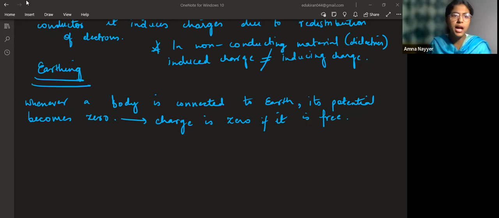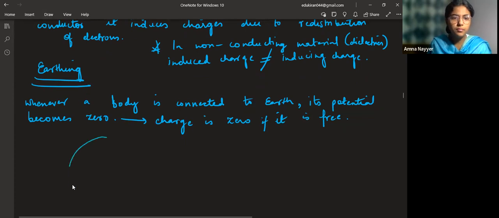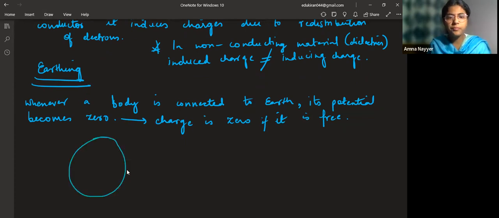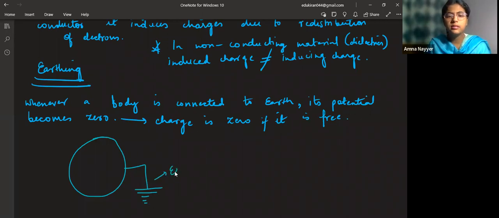For example, if I have a body, this is the body, I have earthed it. Remember, this is the symbol for earthing. Further, you will have DC circuits and AC circuits in your syllabus. Wherever you see this symbol, it means earthing. And potential here becomes zero, meaning it allows all the charges to escape.